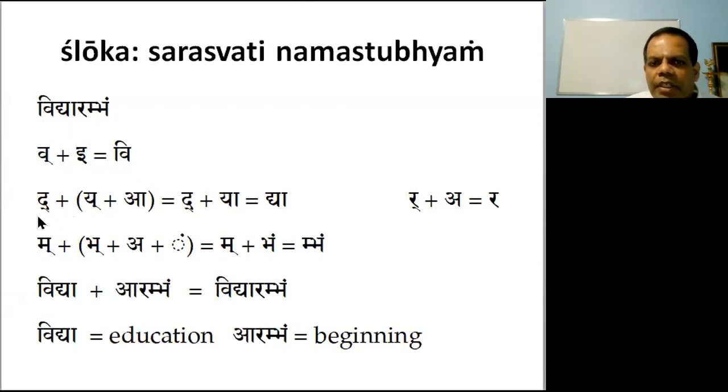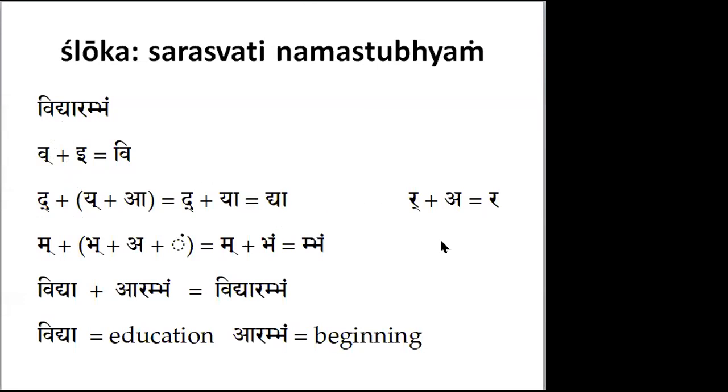Idya. It comprises of id. That's the third letter in the Tavarga. E plus A. Idya comes out as that. Vidyarambam. Okay.